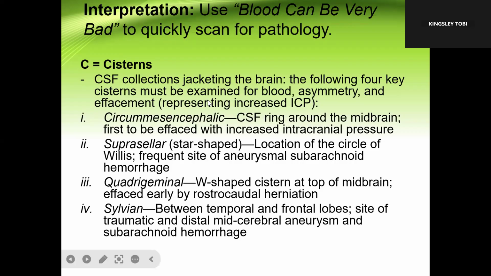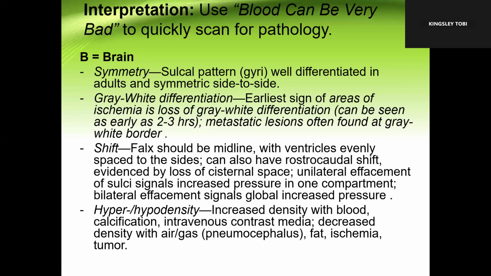Then we look at the brain itself. There are so many things you can look at in the brain. The symmetry, the gyri of the gray matter, okay? Is it symmetric on both sides? You want to look at the gray-white differentiation, like we mentioned, which is the earliest sign of ischemia, okay? And you want to look at if there's a shift, look at the falx cerebri. Is it at the midline? Look at the ventricles, are they evenly spaced, okay?